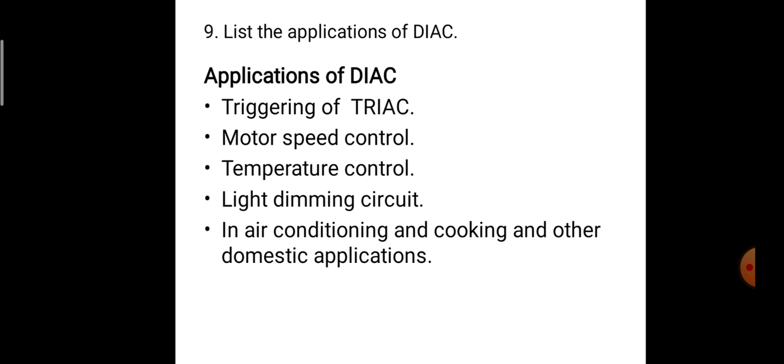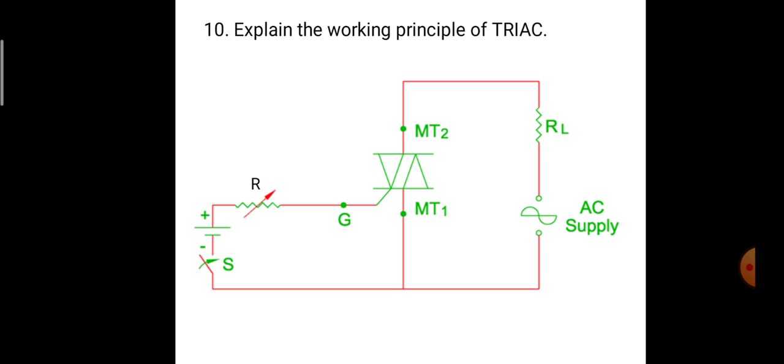Next question. List the applications of diac. Triggering of triac, motor speed control, temperature control, light dimming circuits in air conditioning and cooking, and other domestic applications. Next question. Explain the working principle of triac. The figure shows the circuit diagram of triac.